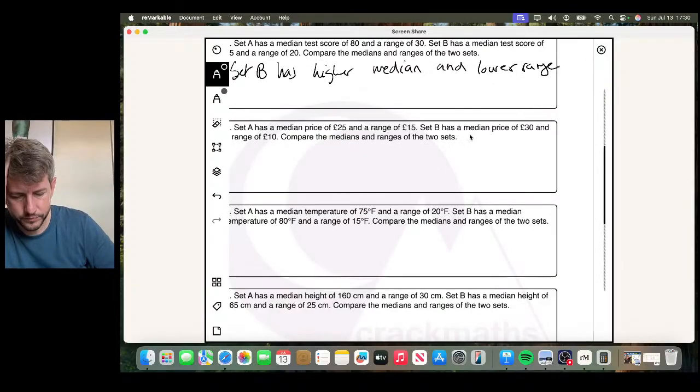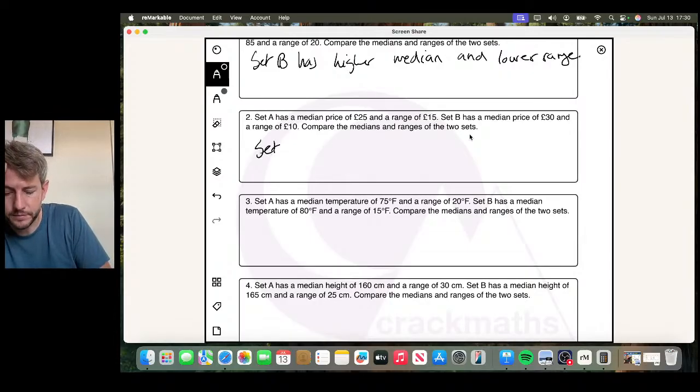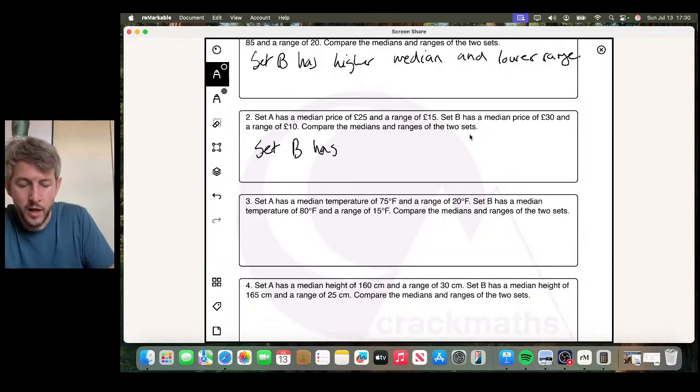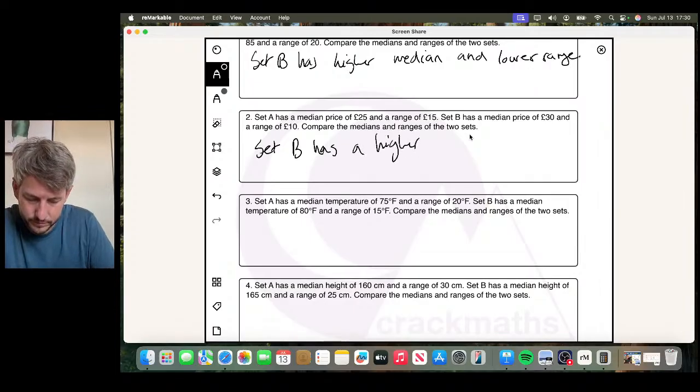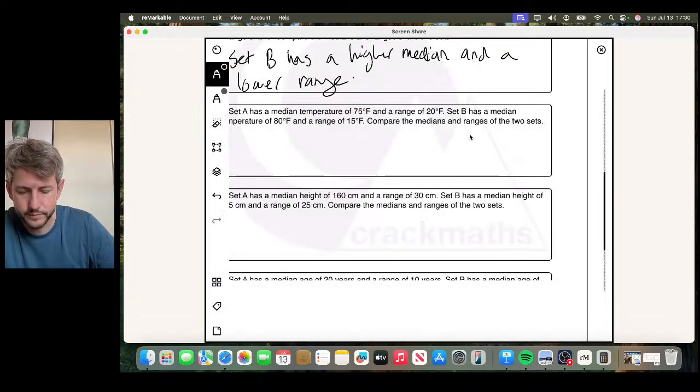Question 2. Set A has a median price of £25 and a range of £15. Set B has a median price of £30 and a range of £10. Compare the medians and ranges. So set B has a higher median and a lower range. Okay. Oh dear.